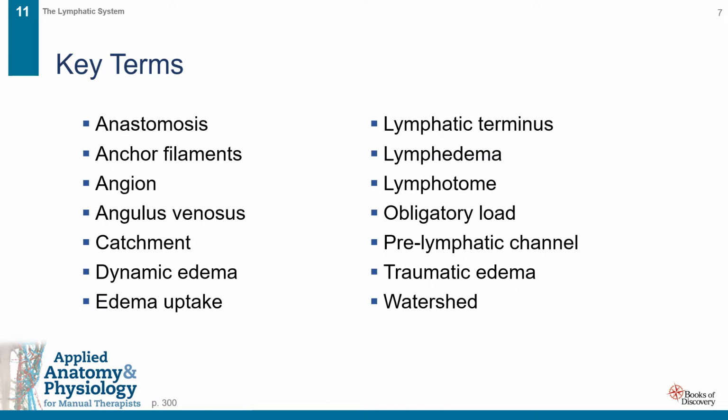And the key terms that we will look at today are anastomosis, anchor filaments, angion, angulus venosus, catchment, dynamic edema, edema uptake, lymphatic terminus, lymphedema, lymphodome, obligatory load, pre-lymphatic channel, traumatic edema, and watershed.